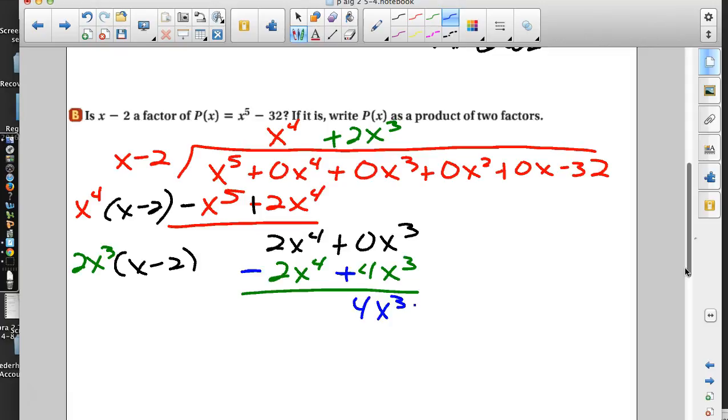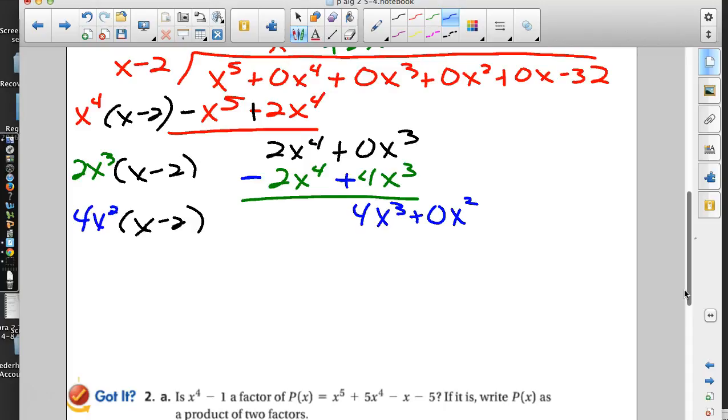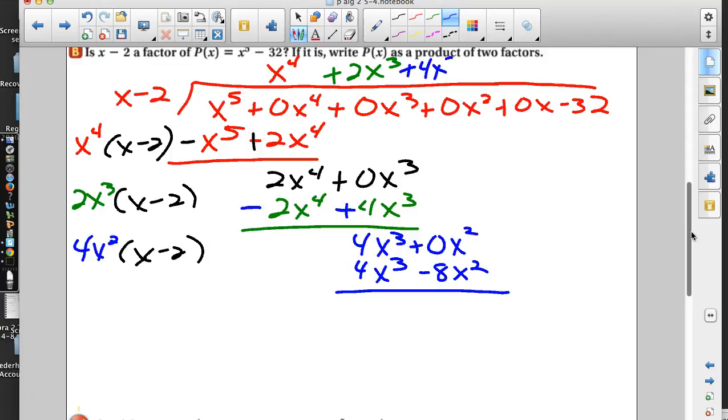Down the next term. A whole lot of zeros to keep track of. Now we're back at our x minus 2. What are we going to use? Certainly will, because that'll give us our 4x to the 3rd. Also gives us negative 8x squared. But it worked, so let's put it up here. Change the signs. And add.